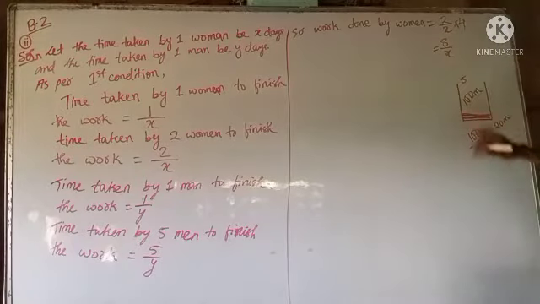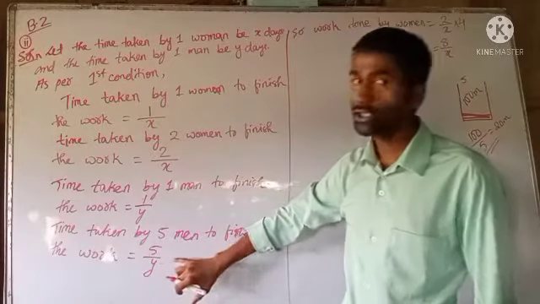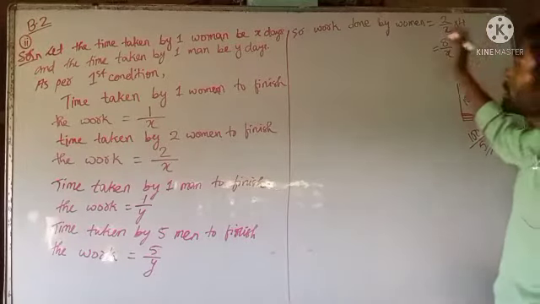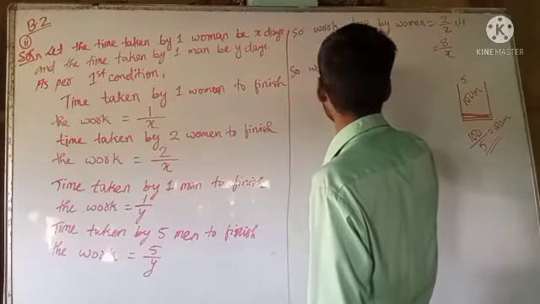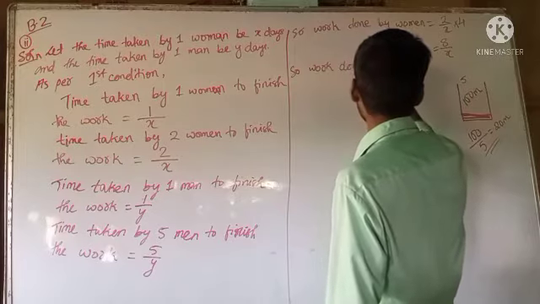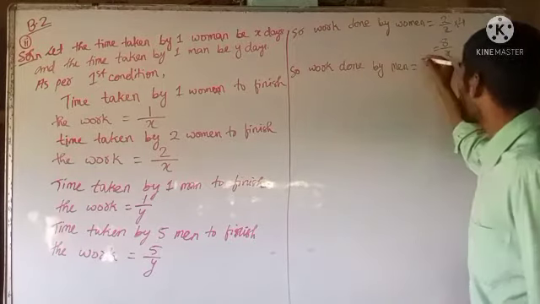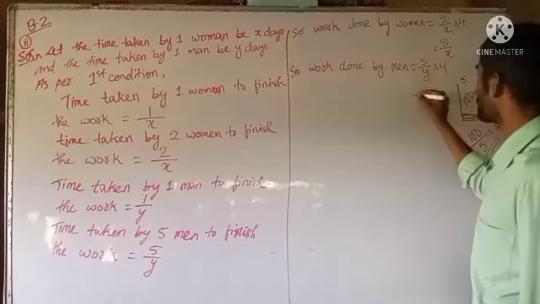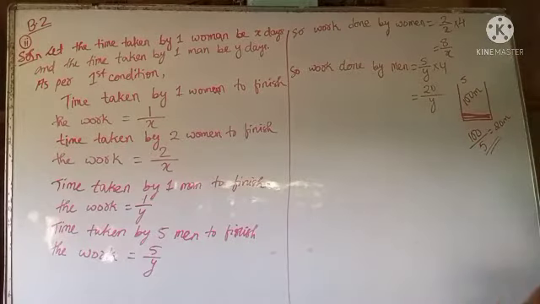8 by x. In the same way, if we will find the work done by the men, then 5 by y into 4 days. The same days they are taking. So work done by men is equal to 5 by y into 4. So we'll get here 20 by y.